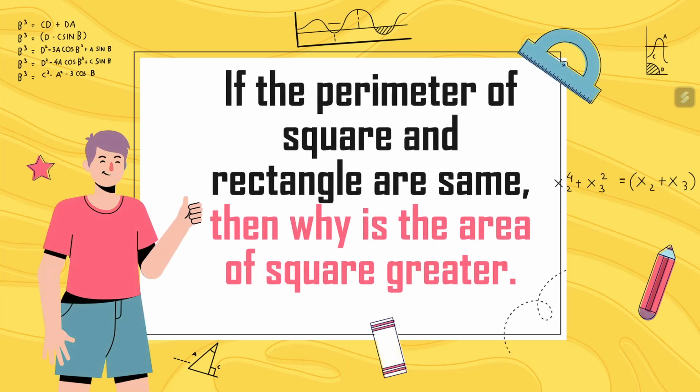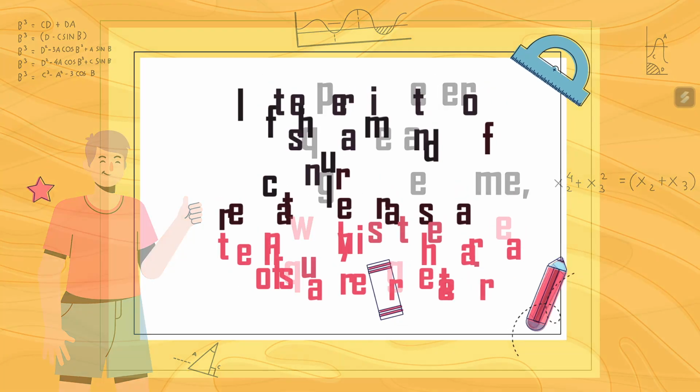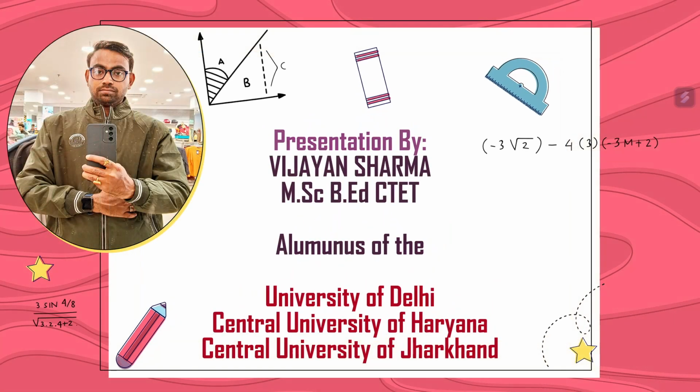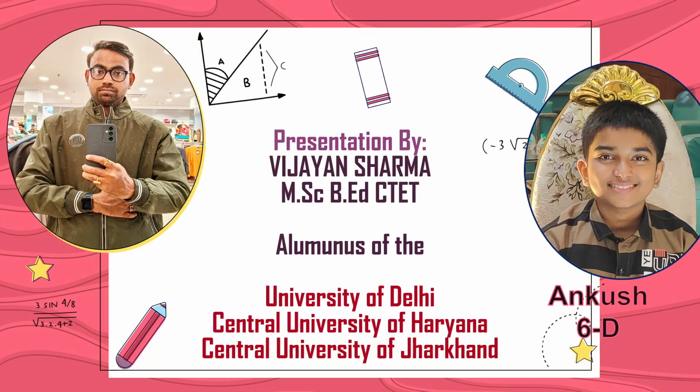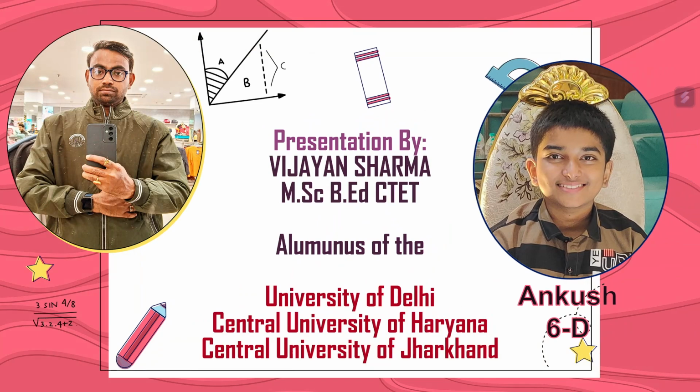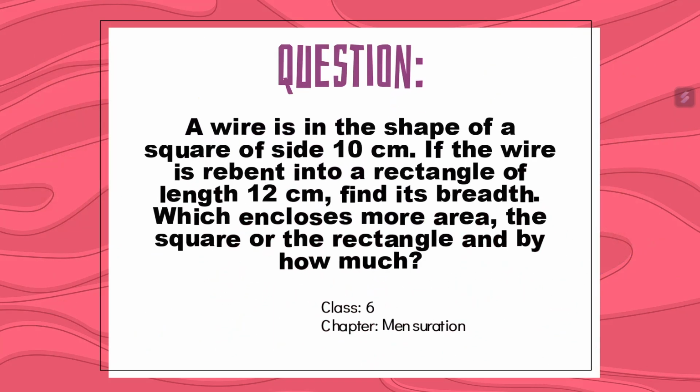If the perimeter of the square and rectangle are the same, then why is the area of the square greater? This is a presentation that I have made for my class 6 students, because one of my students named Ankush asked me a very brilliant question when he came across this problem in his maths book. The question was: a wire is in the shape of a square of side 10 centimeter. If the wire is rebent into a rectangle of length 12 centimeter, find its breadth. Which encloses more area, the square or the rectangle, and by how much?